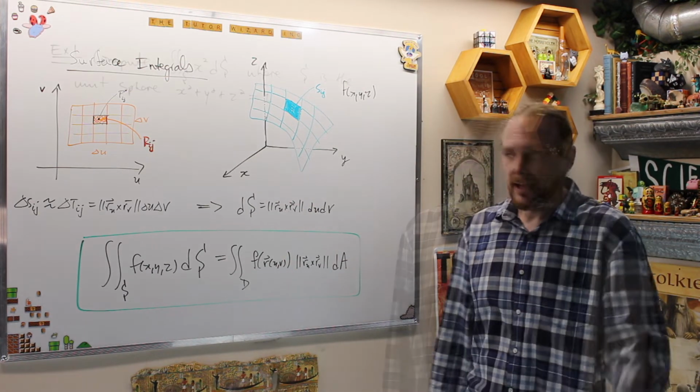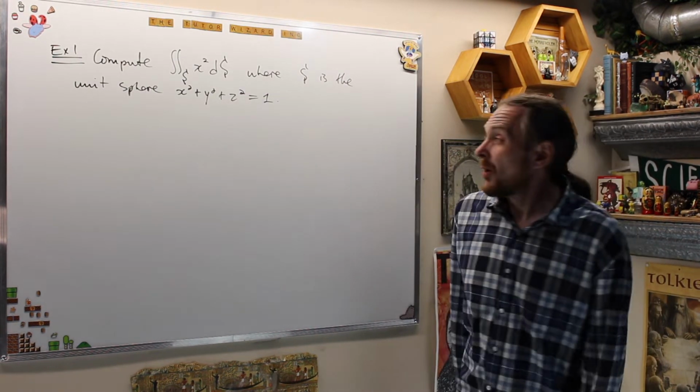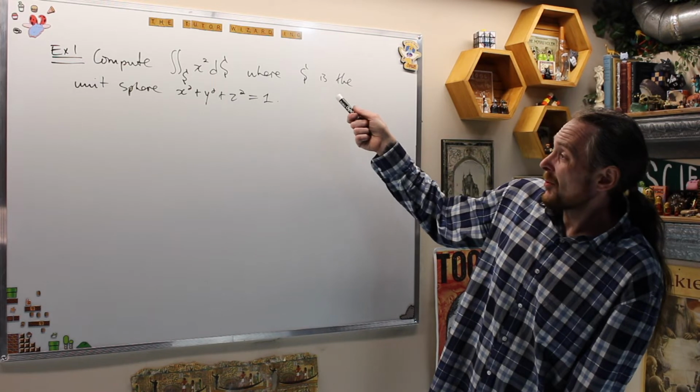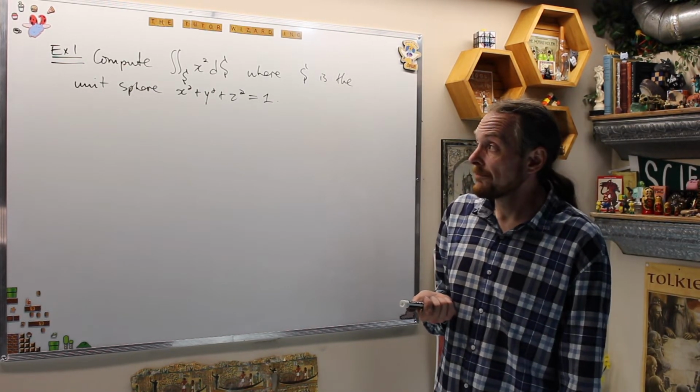Let's do an example of that. Compute the surface integral of x squared over surface S, where S is the unit sphere, x squared plus y squared plus z squared equals 1.